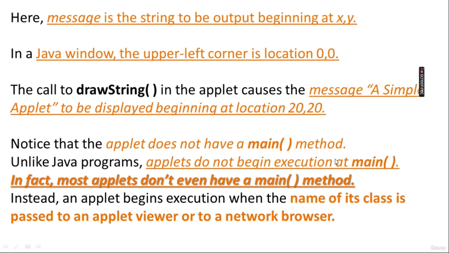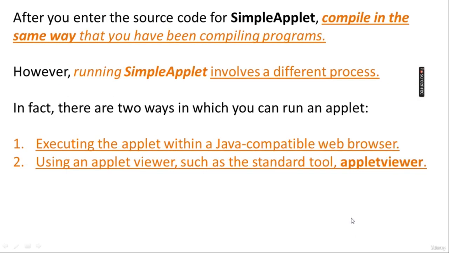It does not require it. Unlike Java programs, applets do not begin execution at main. Most applets do not even have a main method. Instead, the applet begins execution when the name of its class is passed to the applet viewer or to a network browser. So there are two methods to run the applet.